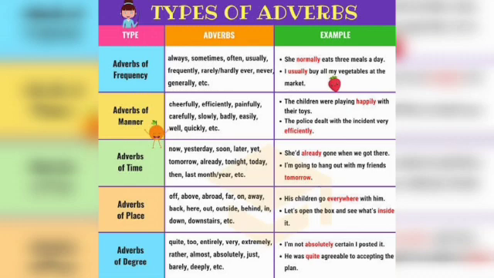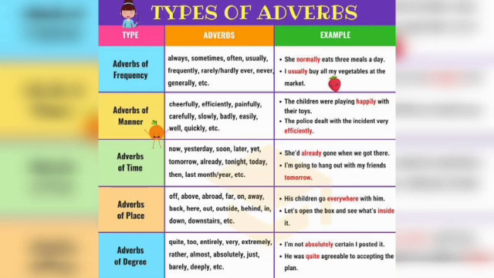The third type is adverb of time. It tells us when an action happened. The words used for it are now, yesterday, soon, later, yet, etc. The fourth type is adverb of place. It tells us where something happens. The words used for it are off, above, abroad, far, on, away, etc. The fifth and the last type is adverb of degree.